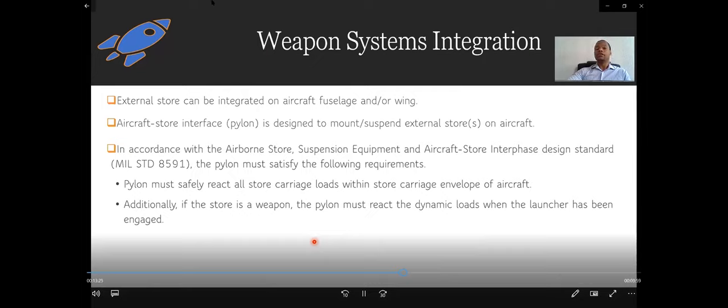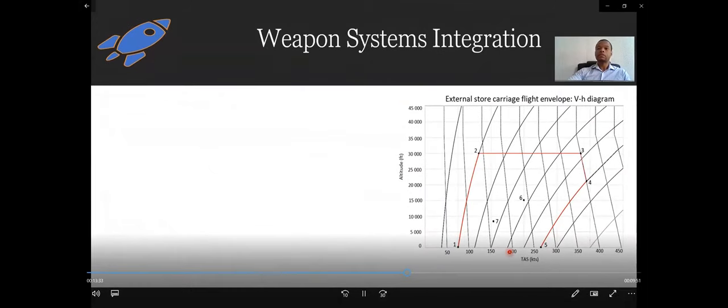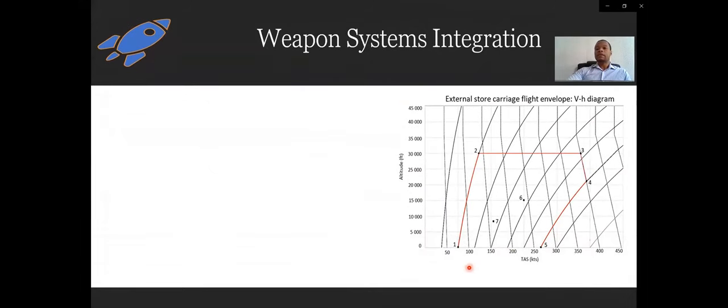And additionally, if the store is a weapon, the pylon must react the dynamic loads when the launcher has been engaged. An external store carriage flight envelope, also known as a VH diagram, is depicted. This is a generic VH diagram, and certain points within the flight envelope are identified as seen.